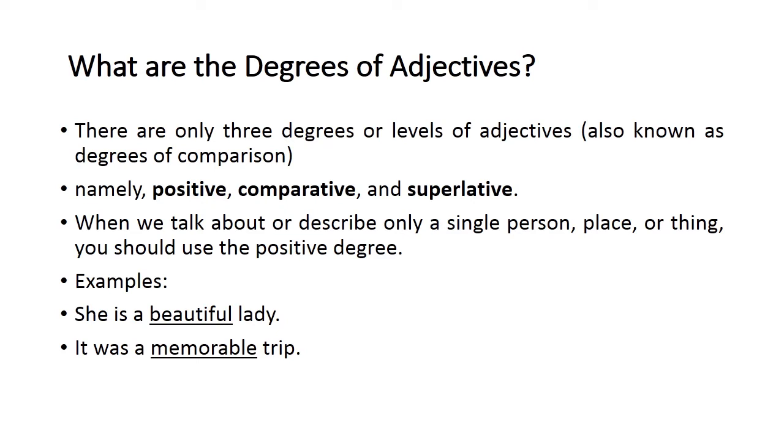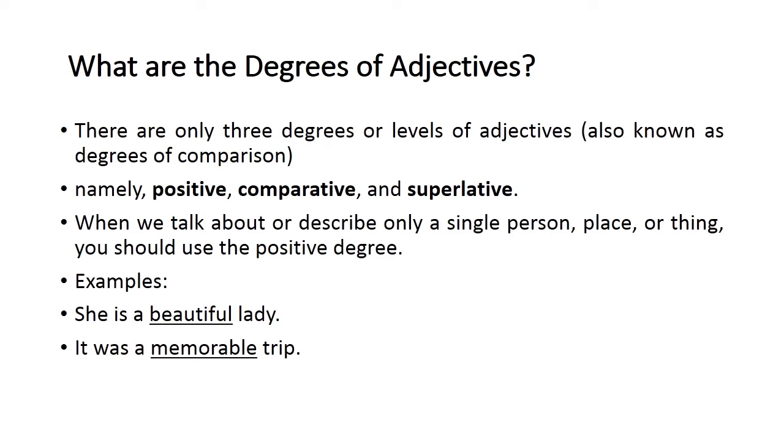After discussing different types of adjectives, let's look at the degrees of adjectives. What are the degrees of adjectives? There are only 3 degrees or levels of adjectives, also known as degrees of comparison, like positive, comparative, and superlative. So there are 3 kinds of degrees called positive, comparative, and superlative.